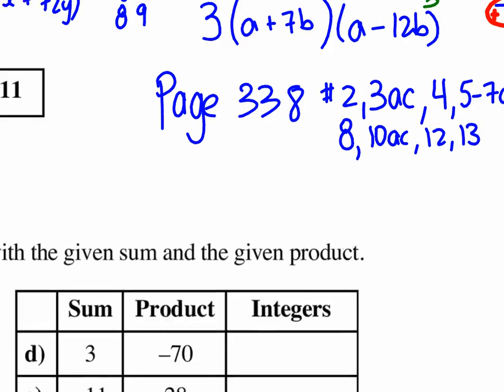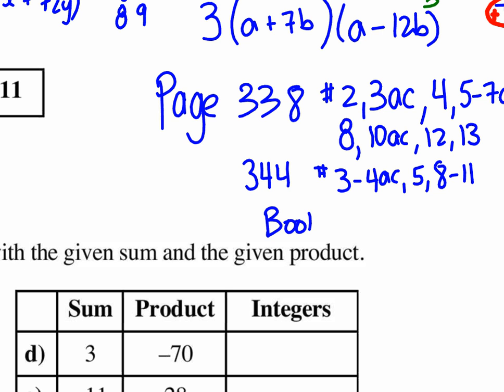A little bit more. Some of these will be really quick, I promise. Some of them 3 and 4, 3 to 4 AC, 5 and 8 to 11. And then your booklet, page 39.